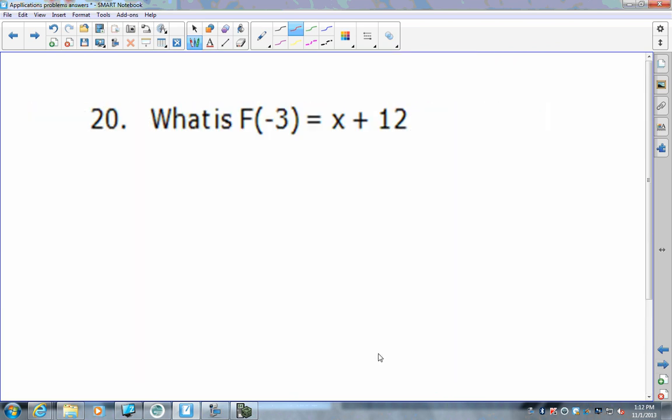Look at number 20. Number 20 says f of -3 equals x plus 12. You're going to see this notation. It's function notation. A lot of times when you see this, that means f of x. It's a function of x. F of x is the same as y equals.